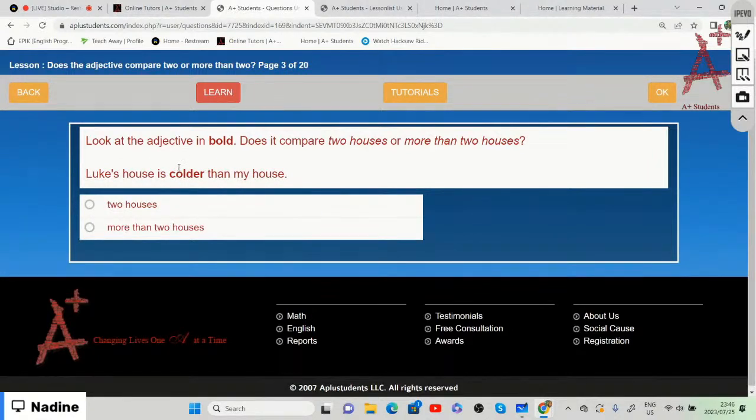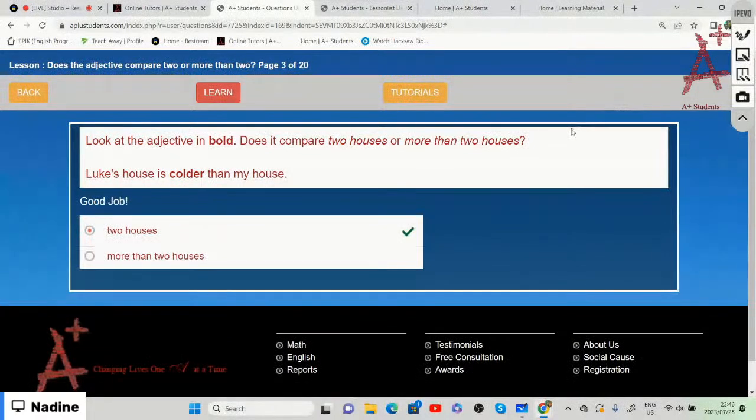Luke's house is colder than my house. So Luke's house is colder than my house, right? Is it comparing two houses or more than two houses? All right, so within the sentence, colder is comparing Luke's house to my house, which means that we are comparing two houses, and that is a comparative adjective.